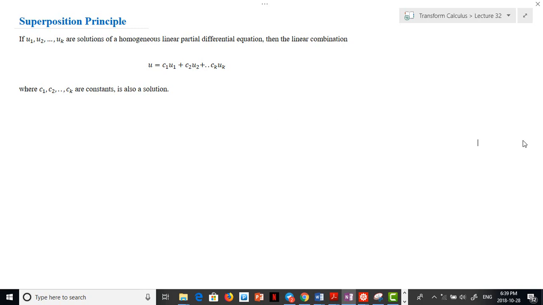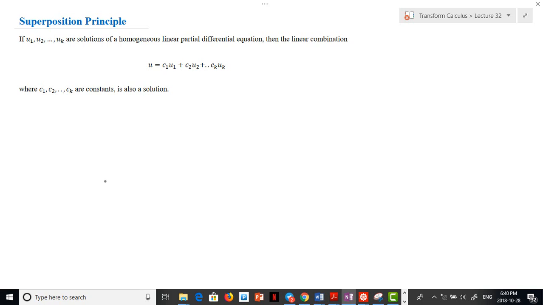So now we're going to talk about the superposition principle. Based on this principle, if u1, u2, u3 up to uk are all solutions of a homogeneous linear partial differential equation, then the linear combination of u1, u2, u3 up to uk, which is equal to c1 u1 plus c2 u2 plus so on up to ck uk, is a solution of the partial differential equation as well. In this case, c1, c2 up to ck are all constant coefficients.